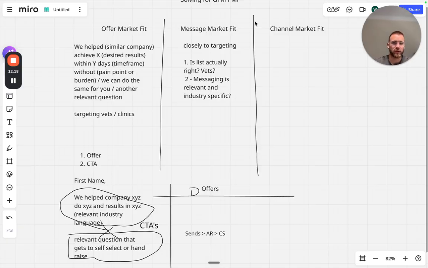This also depends on your ICP, like the actual person that you are selling to. For example, if you were trying to get in contact with service providers, like let's say your HVAC guys, they're not that responsive over LinkedIn. Some of them don't even have LinkedIn and they don't care about it, right?